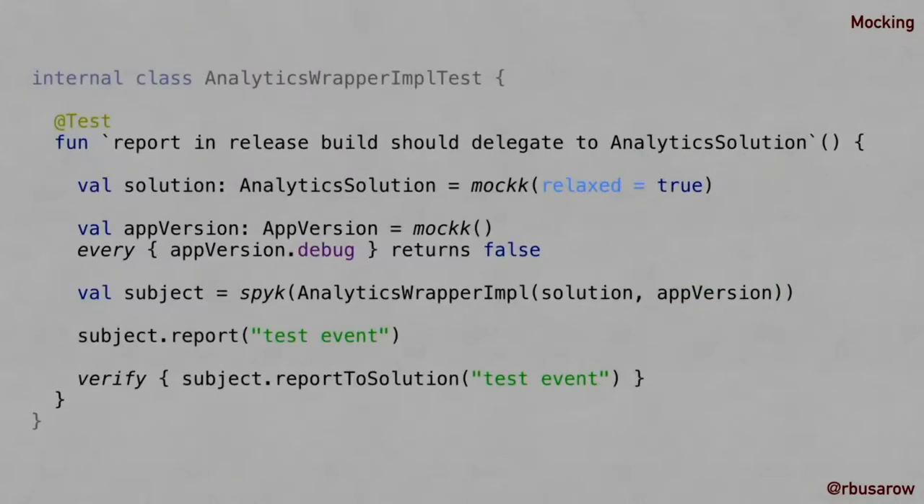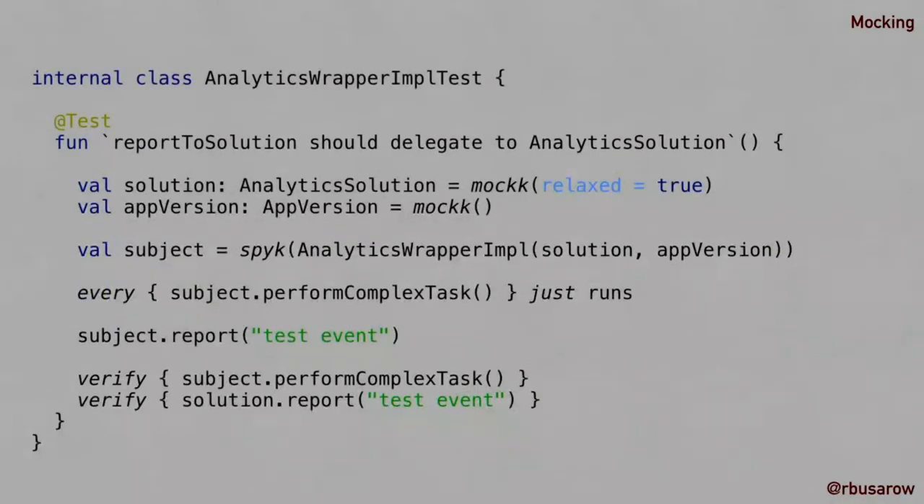We're going to mock out our analytics solution again. We're going to mock out app version, and we're going to use an every to say that every time we call app version.debug, we're going to return false, meaning we're in release build. And now we're going to add a spyk to our subject, which allows us to have that same sort of mock behavior for our subject in regards to recording calls for verifies, but it will still behave normally. So now we can call subject.report, and instead of checking solution, we can now do a verify on our subject and verify that this other function was called.